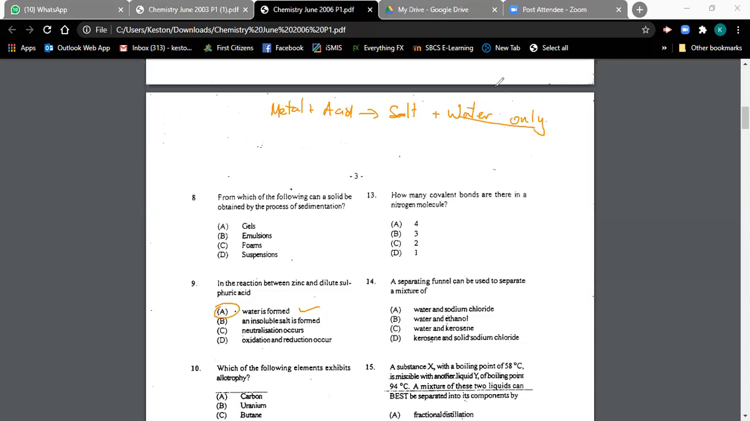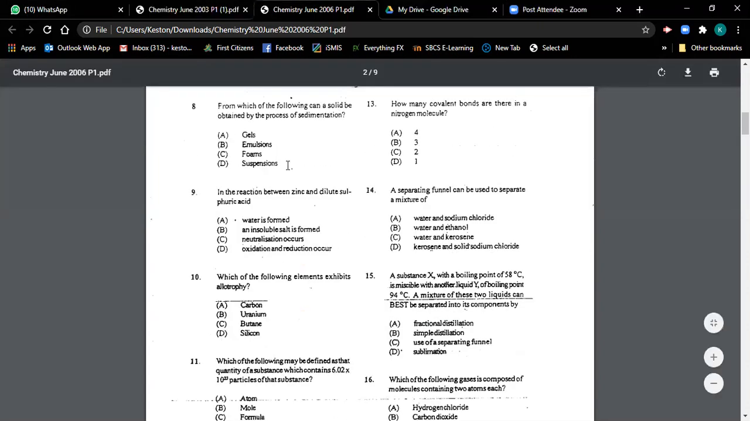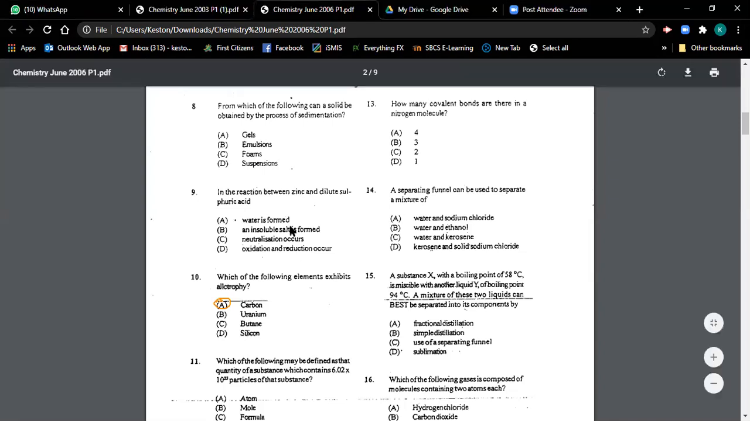Very good. 10. Which of the following elements exhibit allotropy? Right? Yep, carbon. What are the allotropes of carbon? You have two allotropes. One is very expensive and one is a good lubricant, right? Graphite and diamond. Very good. 11. Which of the following may be defined as the quantity of substance which contains 6.02 by 10 to the 23 particles?